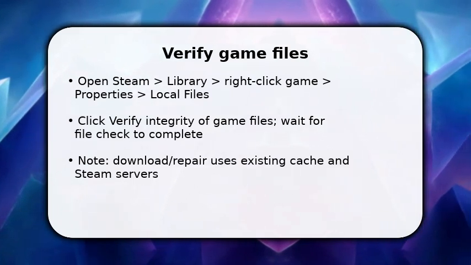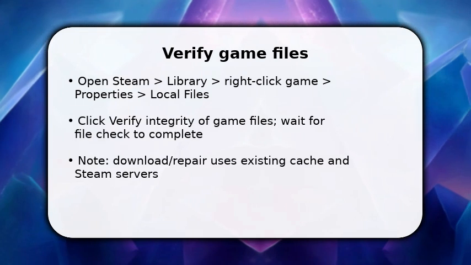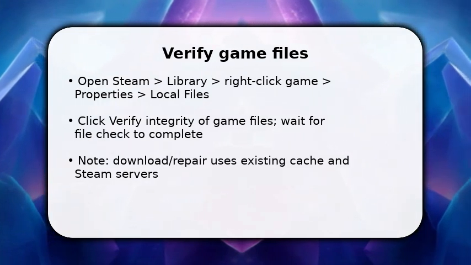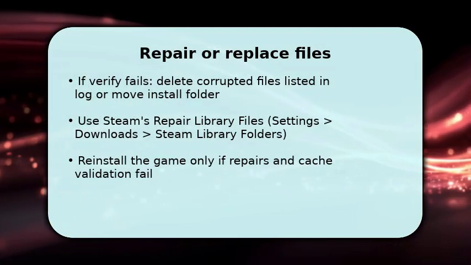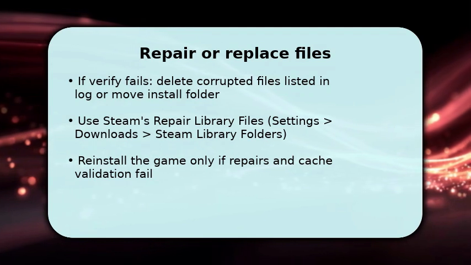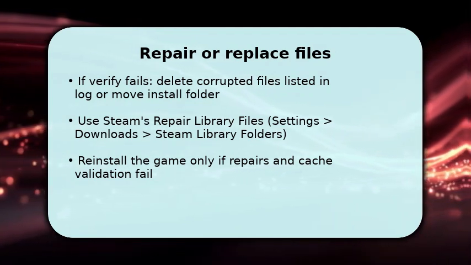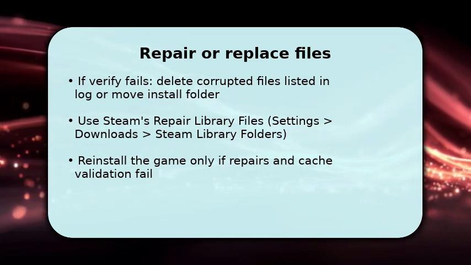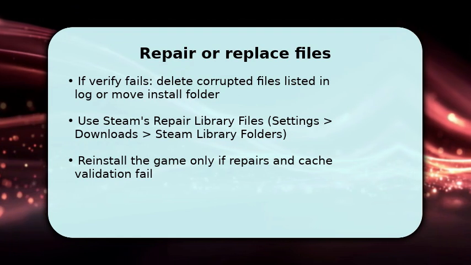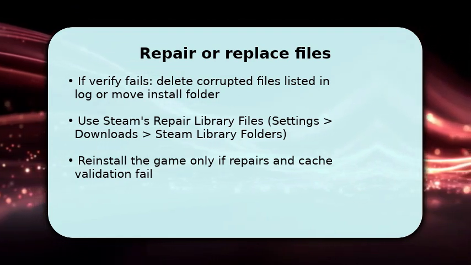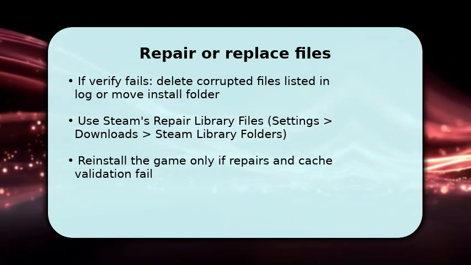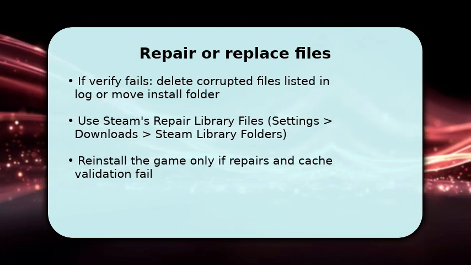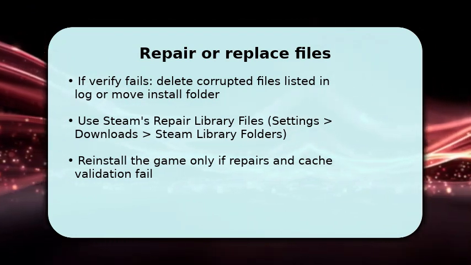Once Verify identifies issues, act. Remove the specific corrupted files Steam flagged, or move the entire game folder to a backup location. Then use Settings, Downloads, Steam Library Folders, right-click the folder, Repair Library Files, so Steam rebuilds metadata and acquires missing data. If that doesn't clear errors, initiate a reinstall. Choosing the same folder keeps some downloaded content and speeds recovery.